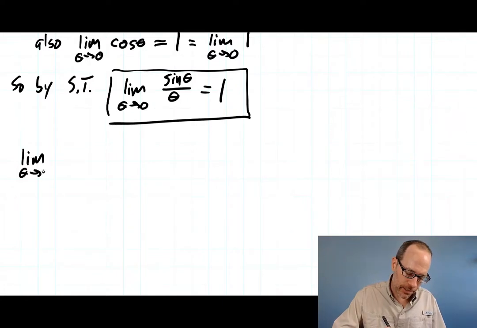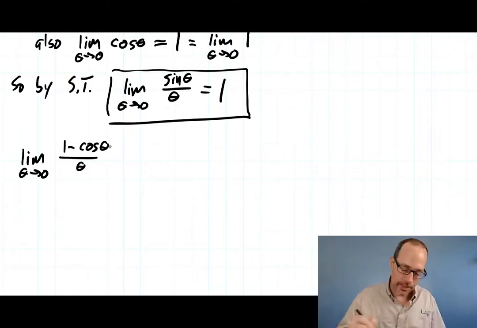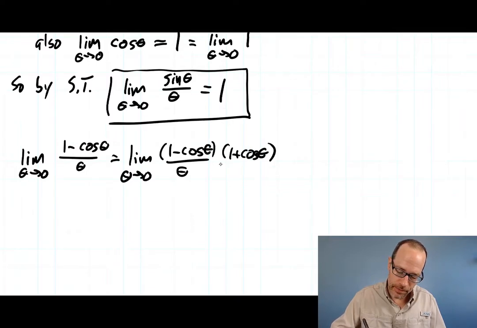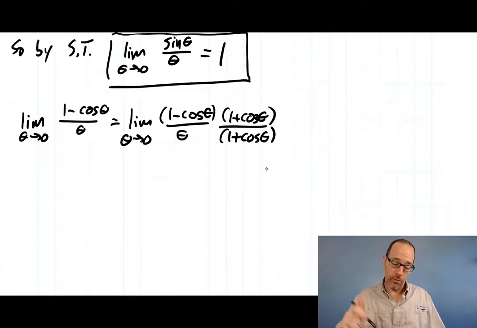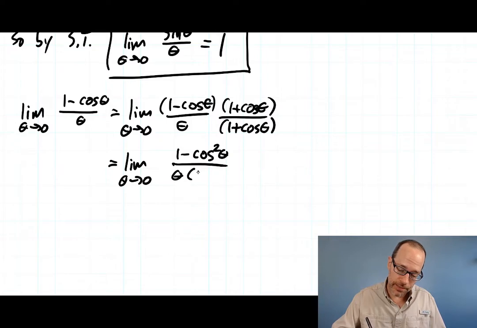The limit as theta goes to 0 of 1 minus cosine theta all over theta. We need to calculate this limit as well. And this one involves a trick. And the trick is just this. We can multiply the top and the bottom by 1 plus cosine theta. Since that's the same as multiplying by 1, it doesn't change anything. But what this does do is change the top to 1 minus cosine squared of theta. And that's really why we did this.